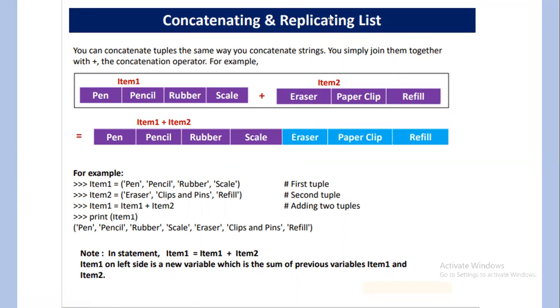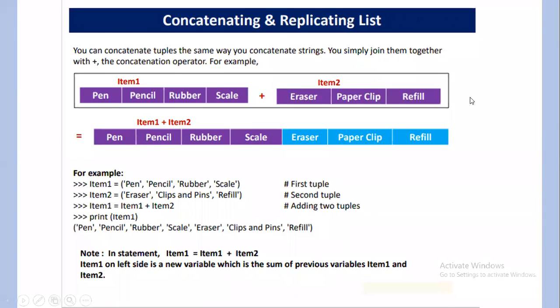concatenating and replacing lists. If you say item 1 has these many elements, item 2 has these many elements, and if I say item 1 plus item 2, it will simply join these values with these values, right? So this is basically called the concatenation of two tuples, right?